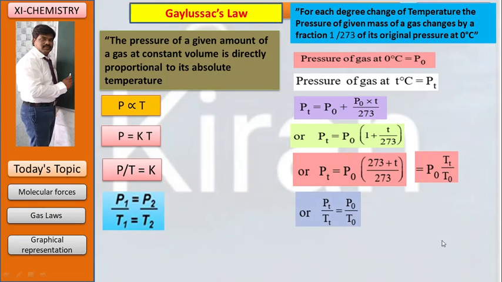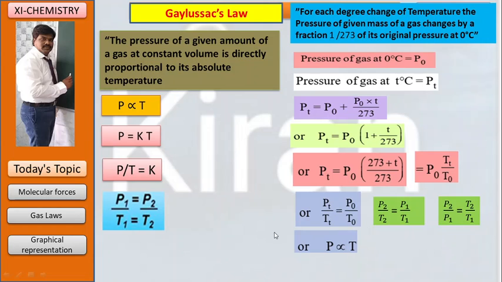Pt by Tt is equal to P naught by T naught. P2 by T2 is equal to P1 by T1. Also, we can represent it in this way: P2 by P1 is equal to T2 by T1. Hence, based on all the above expressions, it indicates P is directly proportional to T. When you write in this format or this format, both should be the same. To explain you, we are deriving in this pattern.